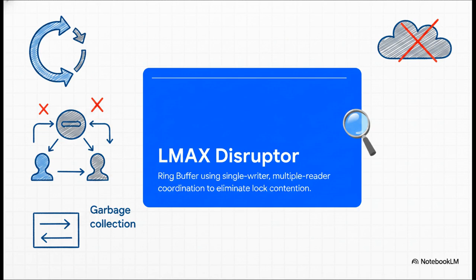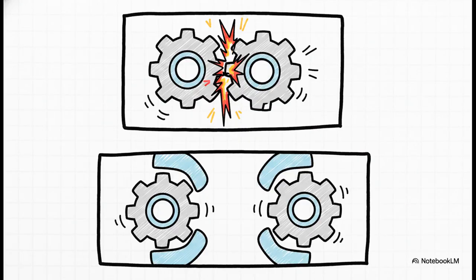See, in high-frequency trading, standard bounded queues fail because of lock contention. You get two threads trying to read and write to the same queue, and they just lock up the system. So engineers invented the LMAX disruptor pattern. It uses this pre-allocated ring buffer, and it exchanges data between threads using single-writer, multiple-reader coordination. This entirely eliminates the need for locks, and because all the objects are pre-allocated, it practically bypasses the garbage collector entirely. It's genius. The disruptor achieves what we call mechanical sympathy.